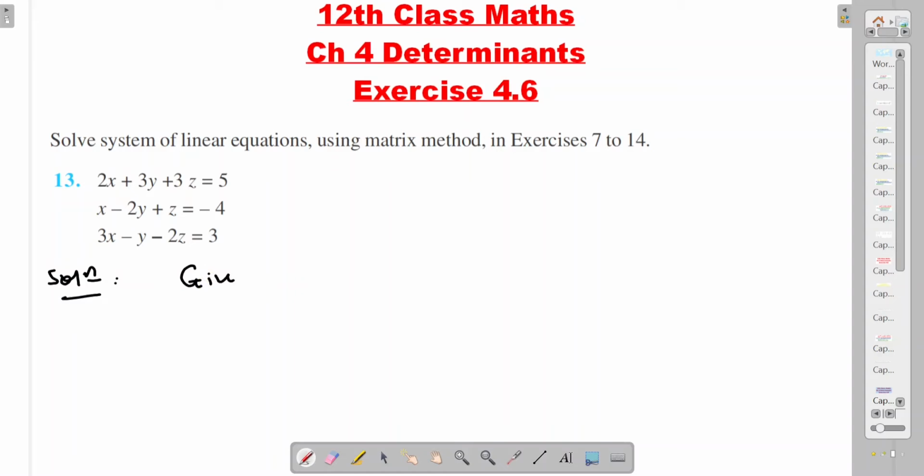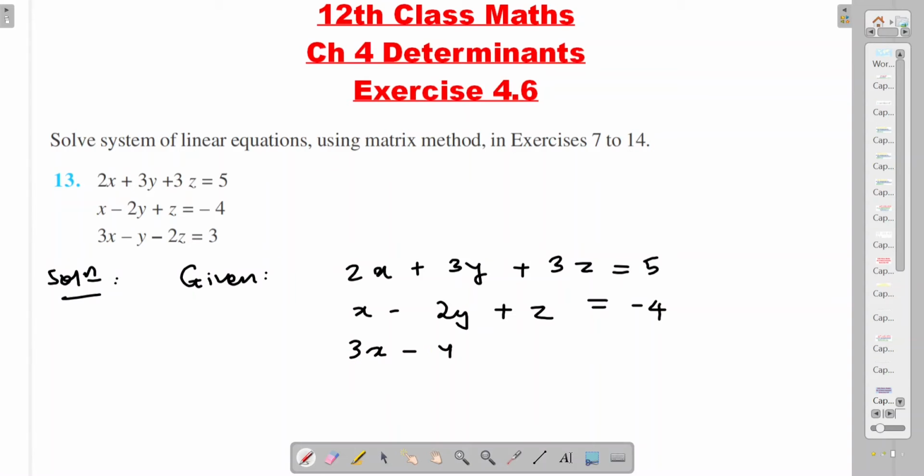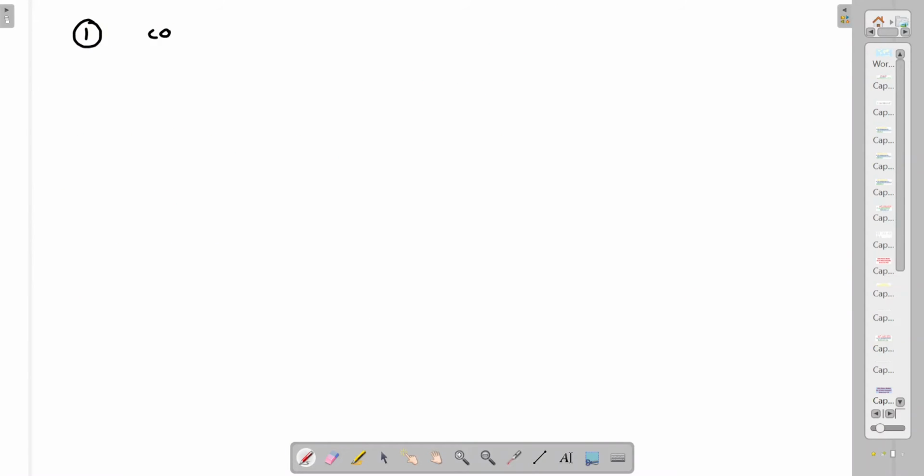Given is this system: 2x plus 3y plus 3z equal to 5, then x minus 2y plus z equal to minus 4, and 3x minus y minus 2z equal to 3. Let us call this system 1. So the given system can be written as AX equal to B.